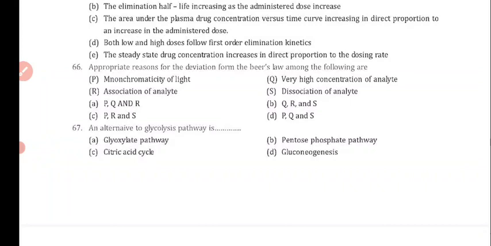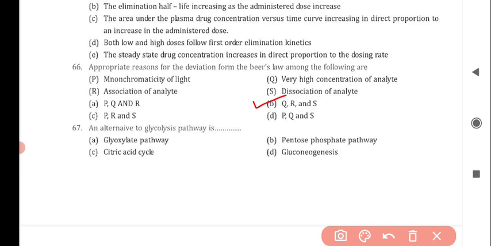Let's start with the first question. The question is: appropriate reasons for the deviation from Beer's law among the following are, and the options are: P is monochromaticity of light, Q is very high concentration of analyte, R is association of analyte, and S is dissociation of analyte. So the correct answer for this is option B, that is Q, R and S.